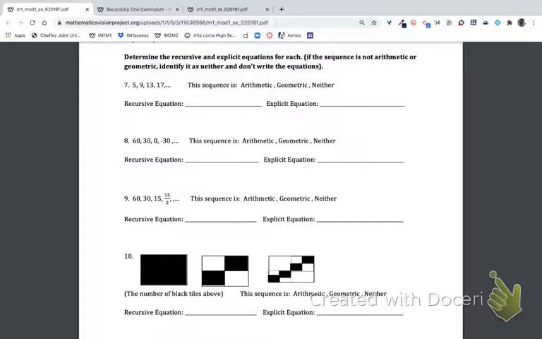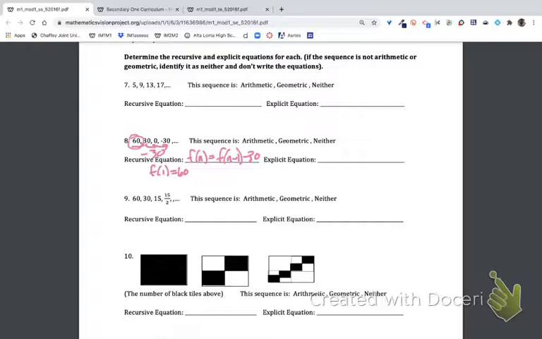For the go portion, number 8, if we look at the pattern that is forming here, 60 to 30, 30 to 0, 0 to negative 30, they are going in the same chunks of values each time. So we know that we are subtracting 30 each time. We know that our first term is 60. So for our recursive equation, f of 1 equals 60. f of n equals the previous term minus 30.